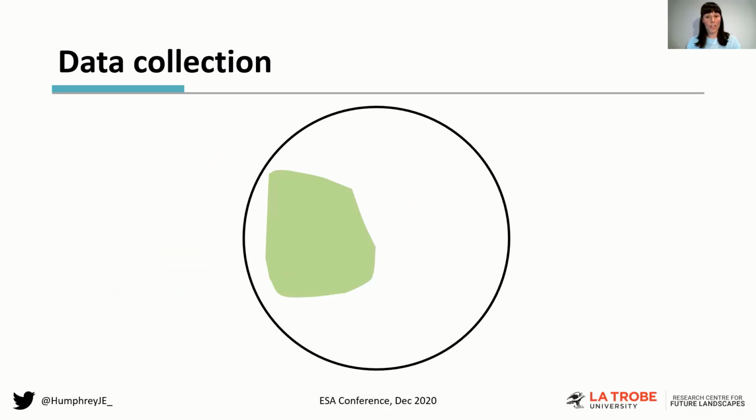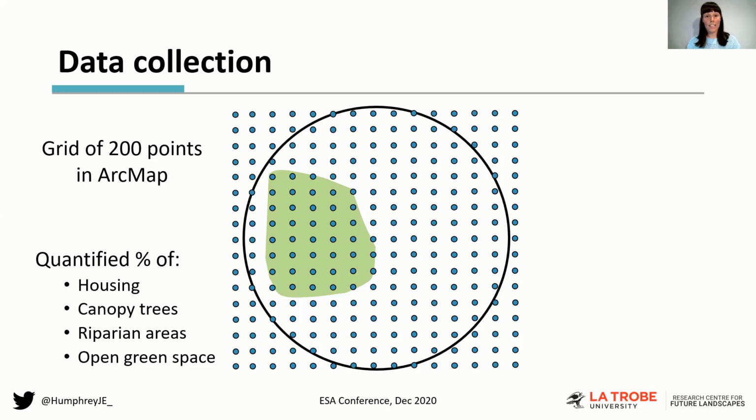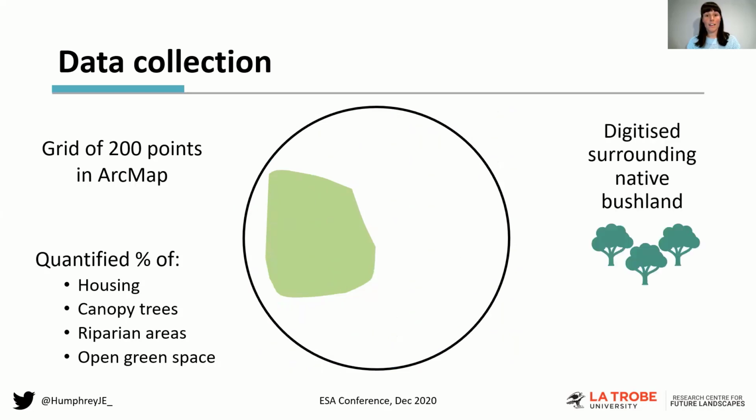In addition to my bird surveys, I collected data on the composition of my study landscapes using aerial imagery and ArcMap. I overlaid a grid of 200 points onto each landscape and quantified the percentage cover of housing, canopy trees, riparian areas, and open green space. Next, I digitized patches of surrounding native bushland within a radius of 1 kilometre, 1.5 kilometres, and 2 kilometres. These 3 radii were found to be highly correlated, so I selected the 1 kilometre radius to minimise overlap between neighbouring landscapes.